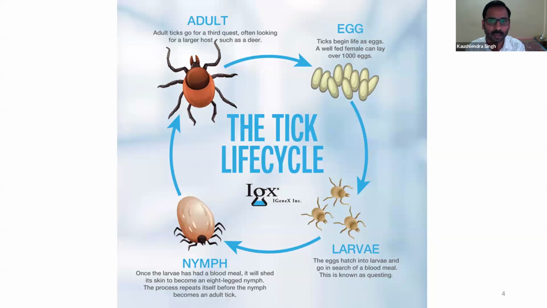Come to the life cycle. As you know, the adult female lays around 1,000 to 1,500 eggs, which reach the cracks and crevices and are laid there. After 12 to 14 days, these eggs develop into larvae, and these larvae molt again and form the nymph, and the nymph molts again and forms the adult. And this is the life cycle of the tick.